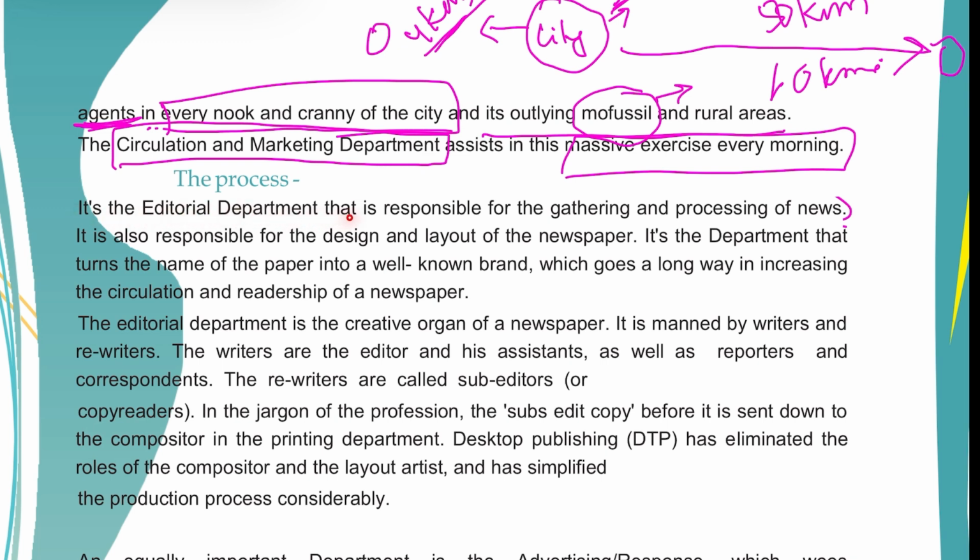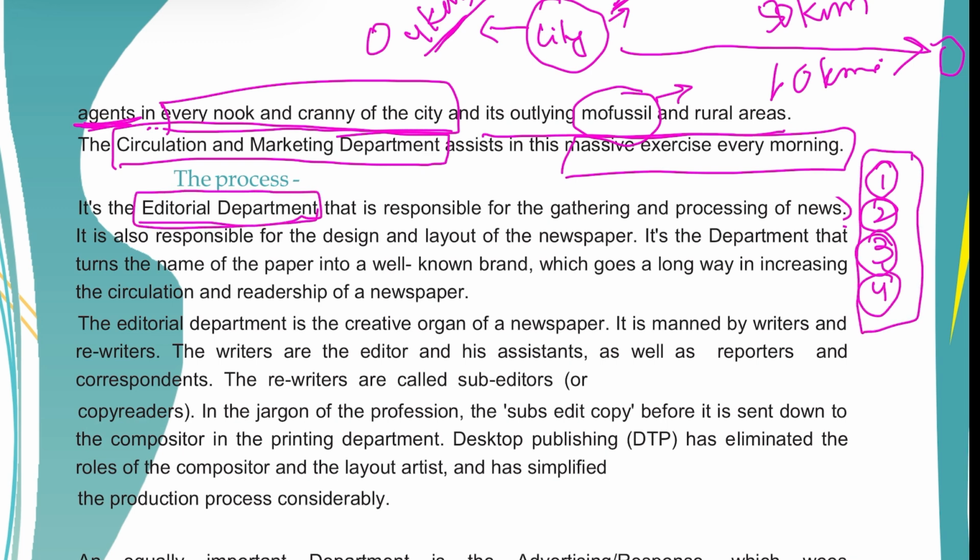It's the editorial department that is responsible for gathering and processing of news. It is also responsible for the design and layout of the paper. It's a department that turns the name of the paper into a well-known brand, which goes a long way in increasing the circulation and readership of the newspaper. Now I will quickly tell you that the points that I mentioned, planning, writing, designing and editing, these 4 points, they all are the responsibility of the editorial department.